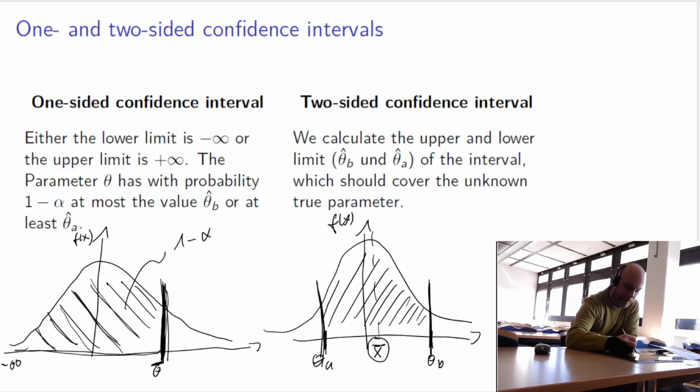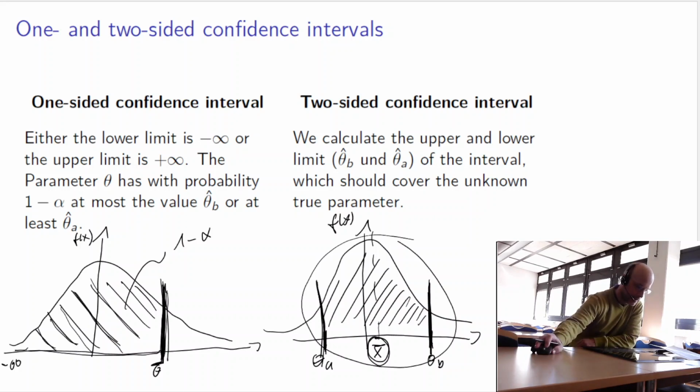So with the probability alpha, this interval centered via our estimator x bar covers the true parameter x. And this area depends, of course, on the distribution which is underlying our experiment.